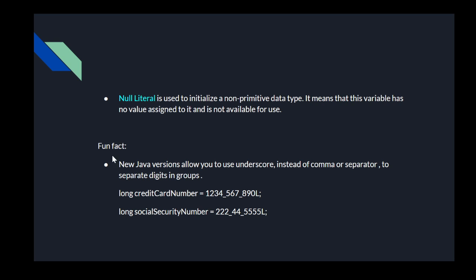Here's a fun fact. New Java versions allow you to use an underscore instead of a comma or separator to separate digits in groups. For example, a credit card number might be 1234_567_890L, and a social security number might be 222_44_555L.